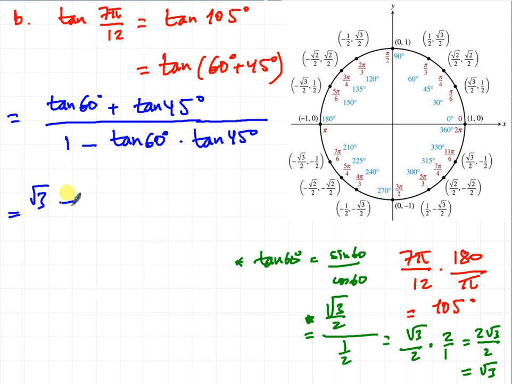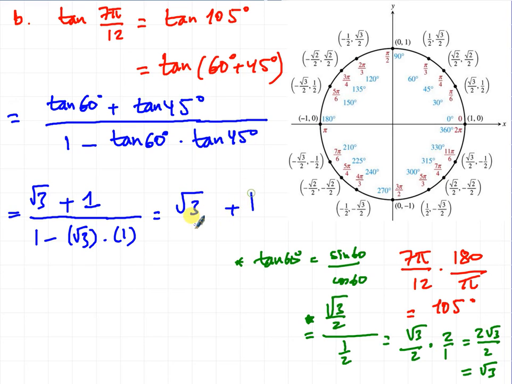Plus tan 45. In the same way, we take sine 45 over cosine 45. Sine 45 is radical 2 over 2. Cosine 45 is also radical 2 over 2. So radical 2 over 2 over radical 2 over 2 would be simply 1, over 1 minus radical 3, which is tan 60, times tan 45 is 1. So it is equal to radical 3 plus 1 over 1 minus radical 3.